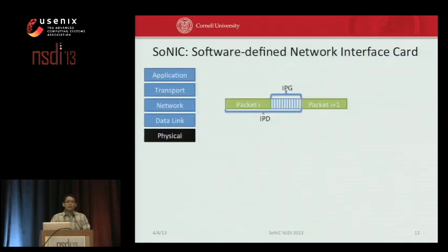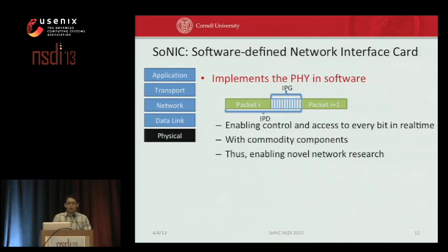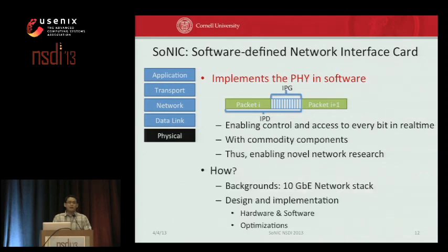And the main idea of SoNIC is to implement all the functionality of the physical layer in software so that we can control and access every piece of information in transit in real time and in software. And we want to do so with commodity components. Before I discuss the details of the design and implementation of SoNIC, I will briefly go over the details of the 10 gigabit Ethernet network protocol stack to help you understand the design decisions we made while implementing SoNIC.